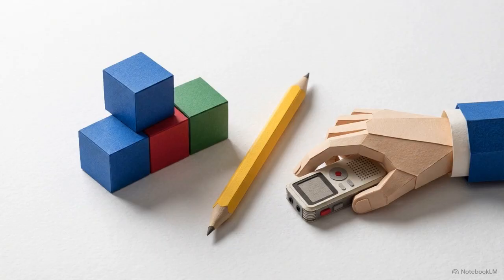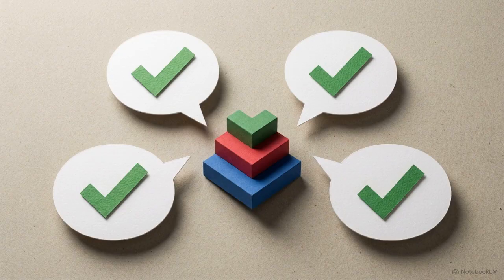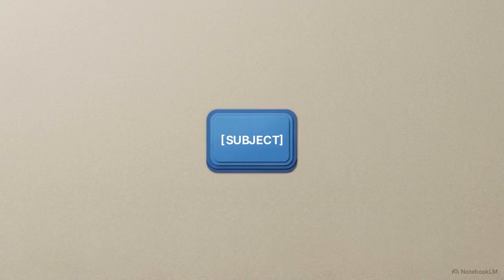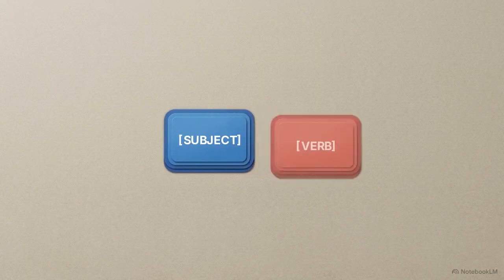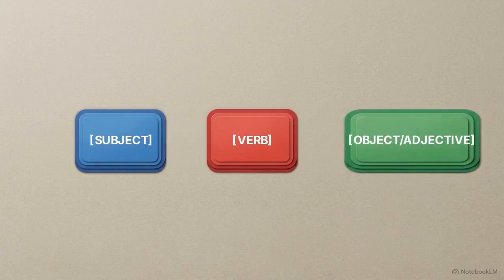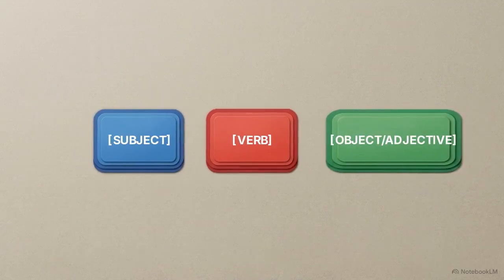By the end of this video, you will have built, written, and spoken 4 functional statements and questions that you can use immediately. The foundation of basic Danish is a universal master blueprint: subject, verb, and object. We can visualize this as 3 distinct blocks. The blue block is our subject, the person or thing doing the action. The red block is the verb, the action itself. And the green block is the object or adjective that completes the thought.